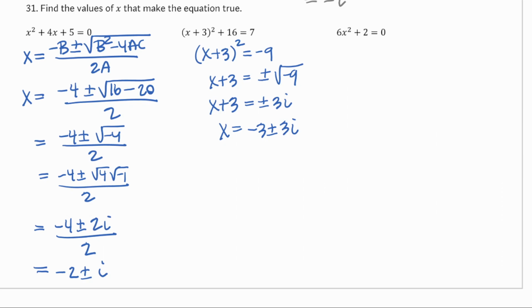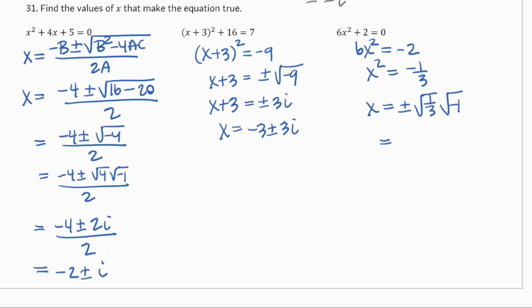Then the last one here, I think I'm going to solve this one directly, just kind of get at x squared by subtracting 2. And I can do that because I don't have any x to the first or x to the third term in here. It's just an x squared and some numbers. Divide by 6. And take the square root. Okay, so I've got the 1/3 and the negative 1 in there.